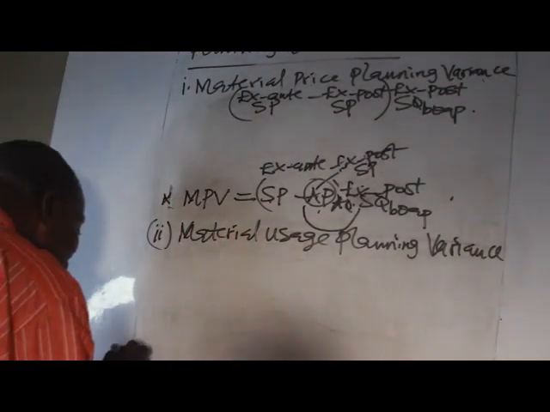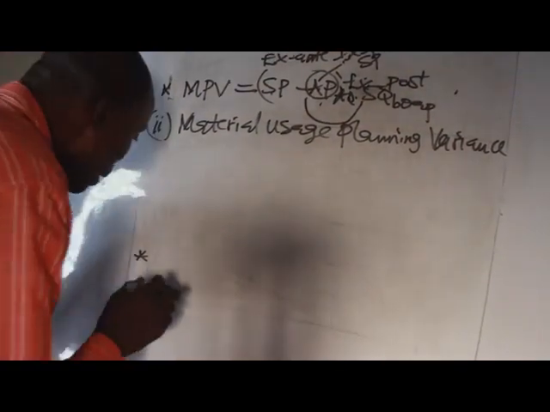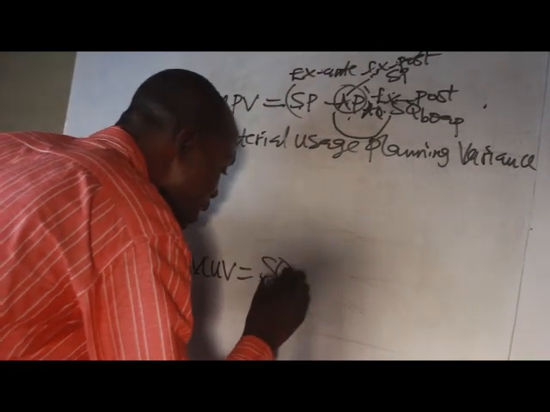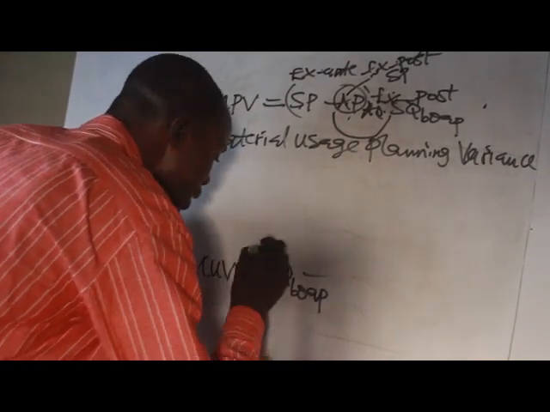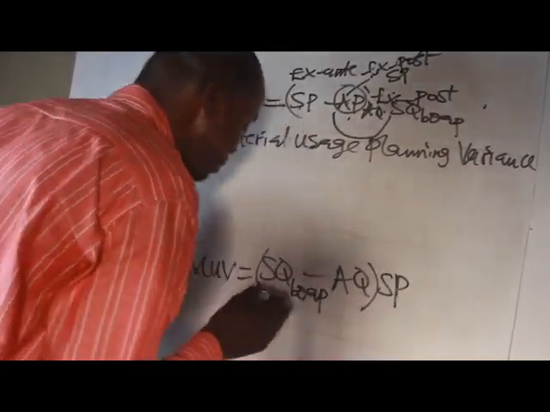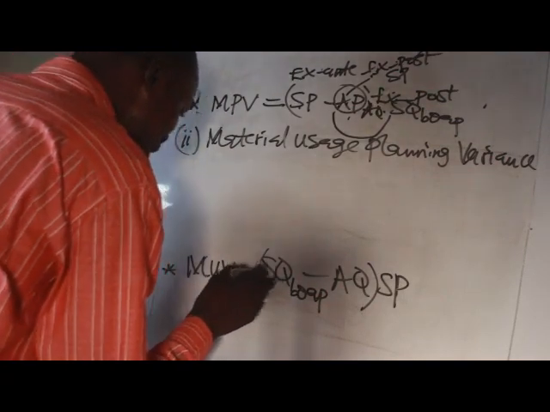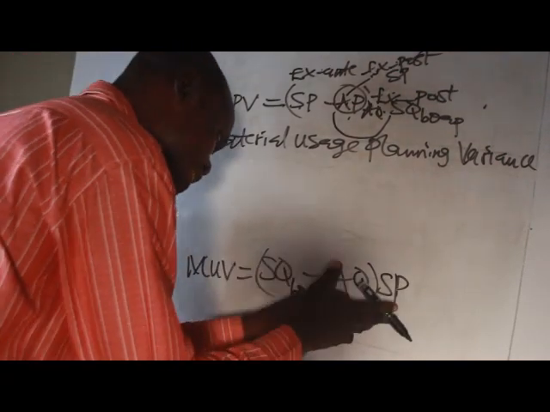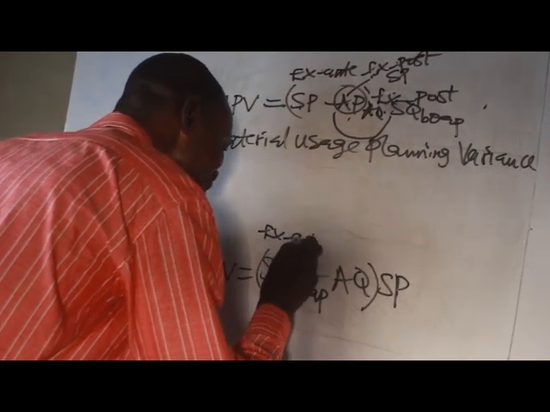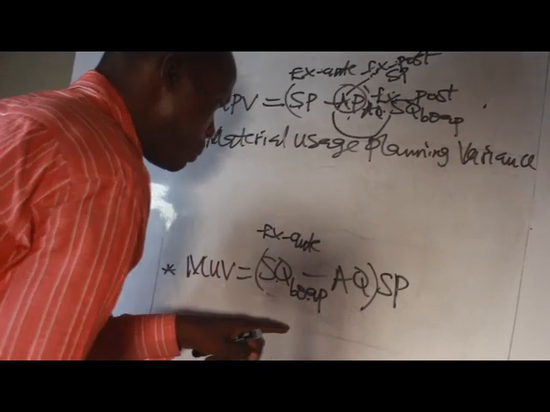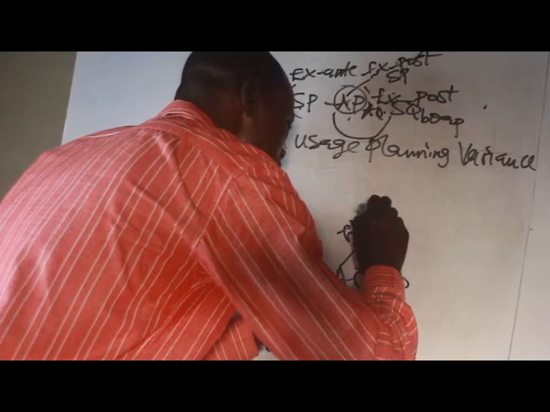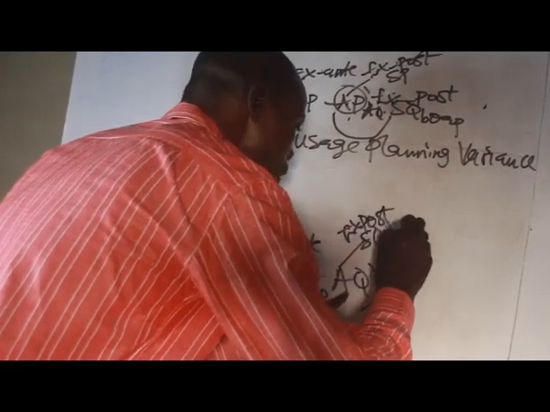Under the basic or traditional variance, we say material usage variance equals standard quantity based on actual production minus actual quantity multiplied by the standard price. So, remember, you are comparing ex ante with ex post. So this one becomes ex ante standard quantity based on actual production. This one will become ex post standard quantity based on actual production.